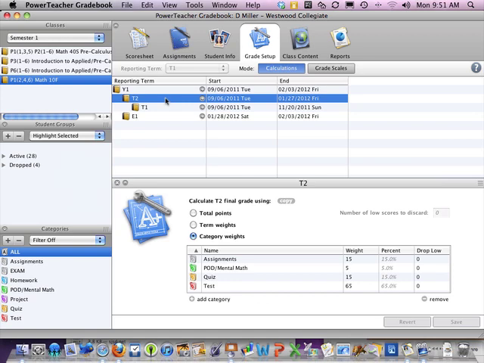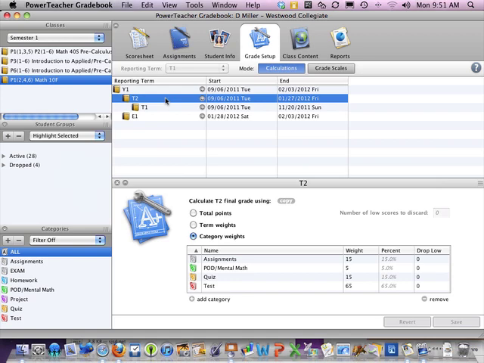Term 2, just because you've set term 1 up that way doesn't mean term 2 has inherited the same grade setup. So make sure that that is correct. So in term 2, I see that, yeah, category weights again, assignments are 15, mental math is 5, quizzes are 15, and tests are 65.